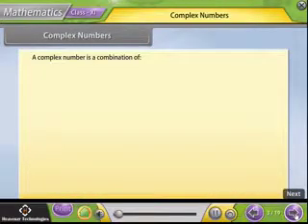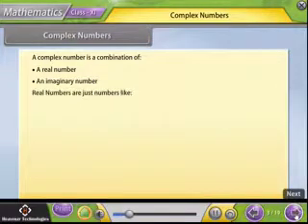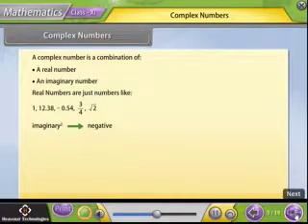Understand complex numbers. A complex number is a combination of a real number and an imaginary number. Real numbers are just numbers like 1, 12.38, minus 0.54, 3 by 4, square root 2. Imaginary numbers are special because when squared, they give a negative result. The unit imaginary number is i, that is iota, which is the square root of minus 1.